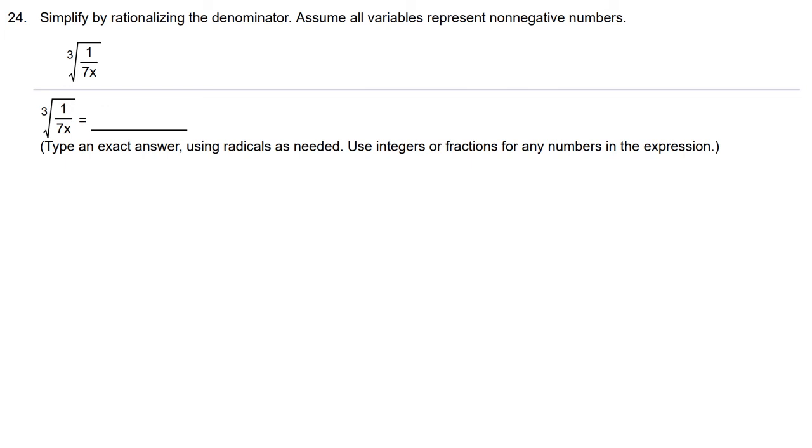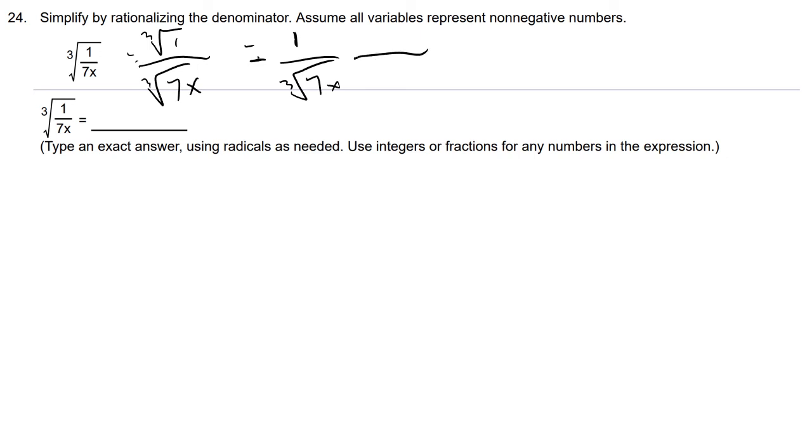So what we're going to do is say, first, let's split this into the cube root of 1 and the cube root of 7x. When we do that, the cube root of 1 is just 1, so that's kind of nice. But on the bottom, we still have the cube root of 7x. The problem I have here is I need to get rid of that cube root on the bottom. It can be on the top, but it can't be on the bottom. And so what do I multiply that by?